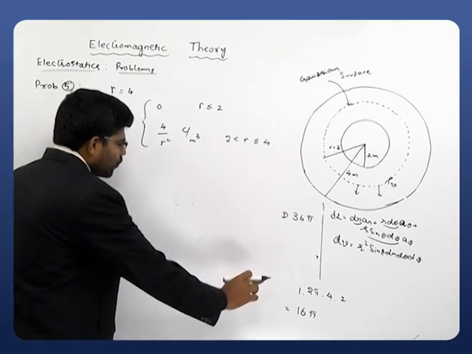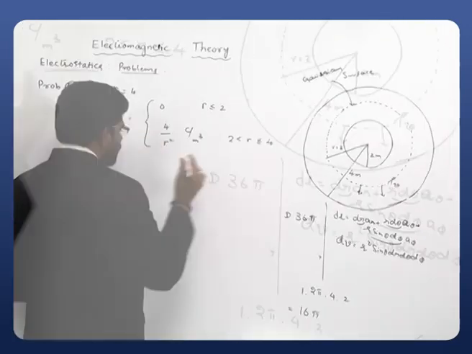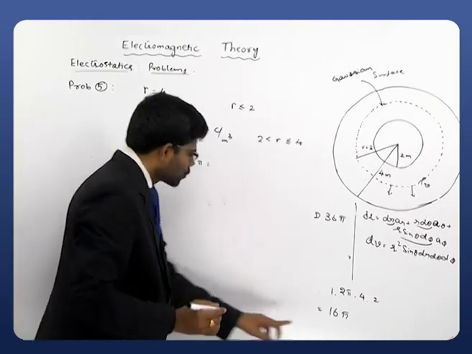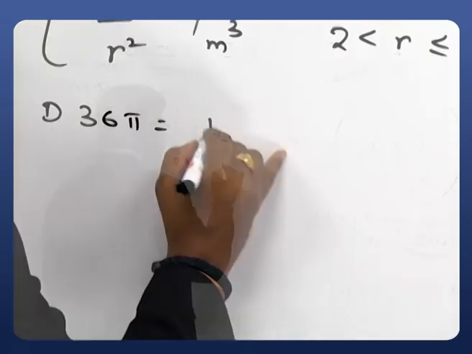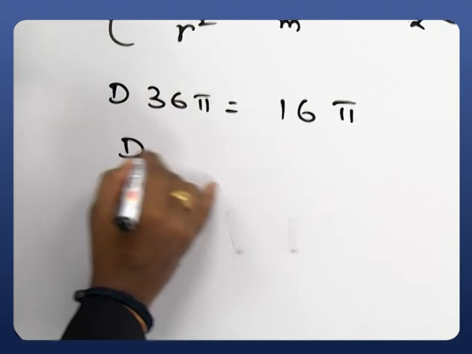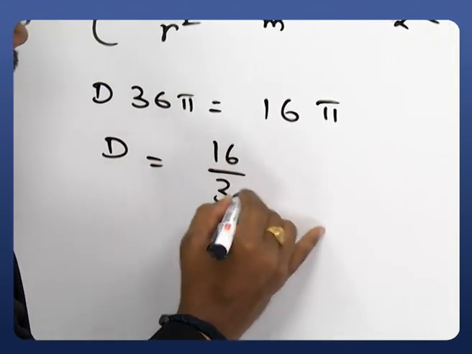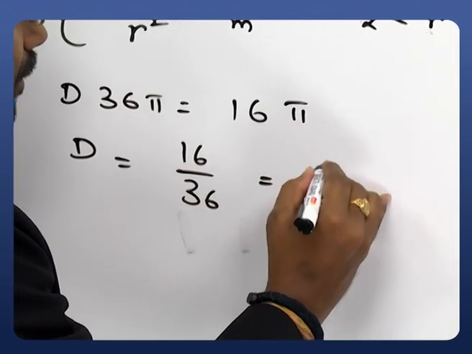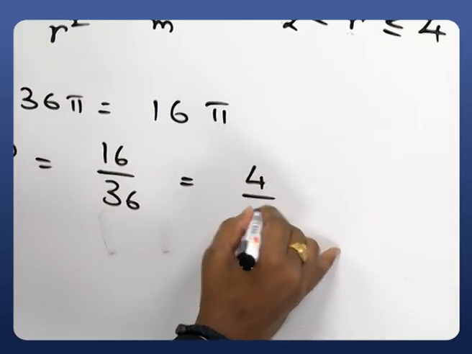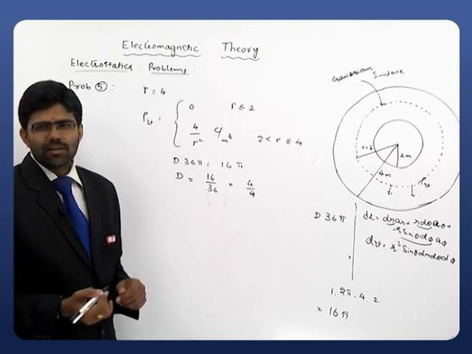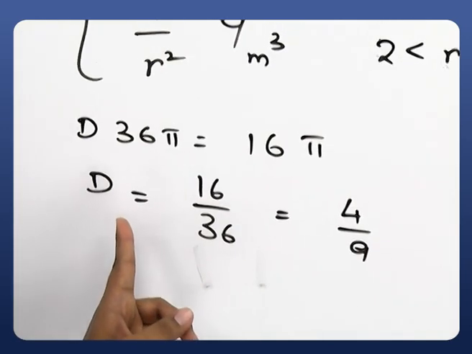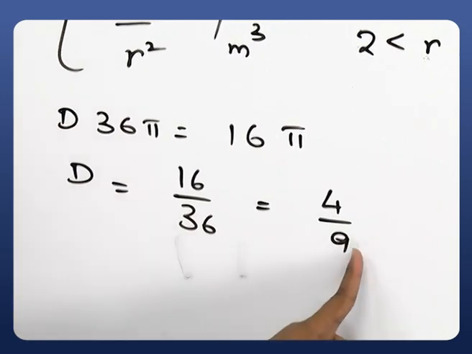So if you make them equal, the total flux leaving, D 36 pi, equals the total charge enclosed, which is 16 pi. Pi will be cancelled, therefore D equals 16 by 36, which is nothing but 8 by 18, that is 4 by 9. But clearly remember, this D is not a scalar quantity, it is a vector quantity. We are supposed to represent its direction also.